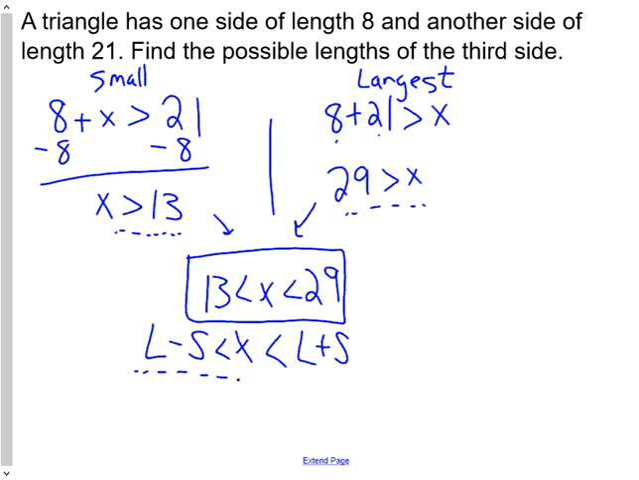So here's kind of the formula we're looking at. Large minus small is less than x, which is less than large plus small. Those are your two options. Sometimes we can do that right away. Other times in some of the examples coming up, we have to kind of settle them one case at a time.